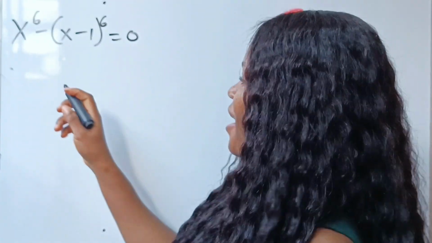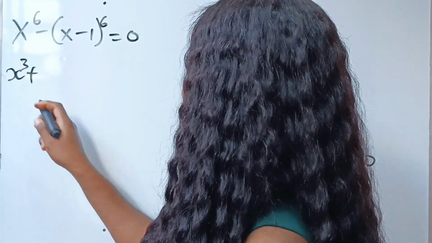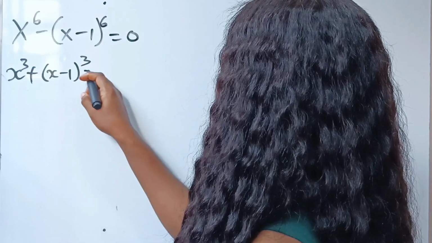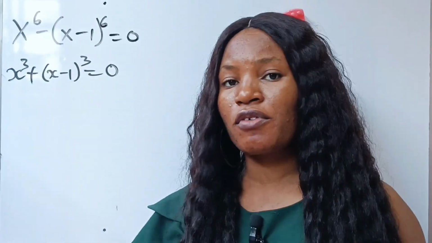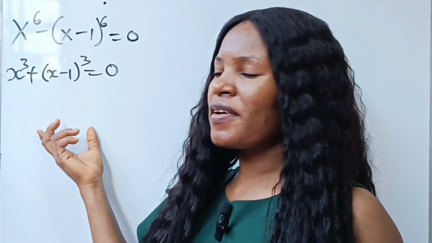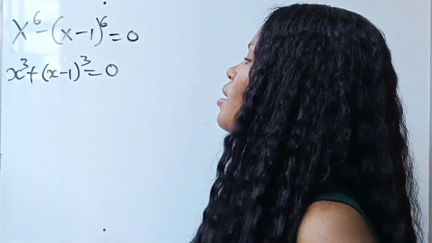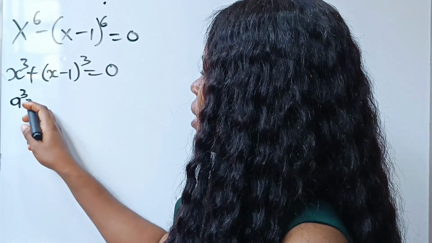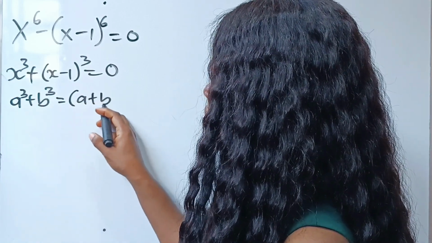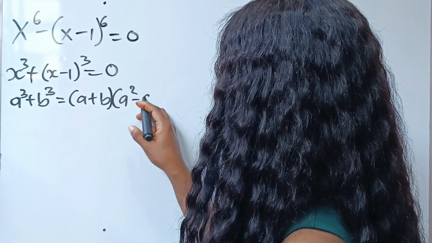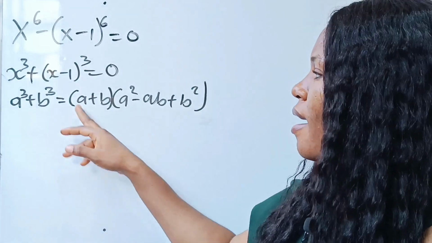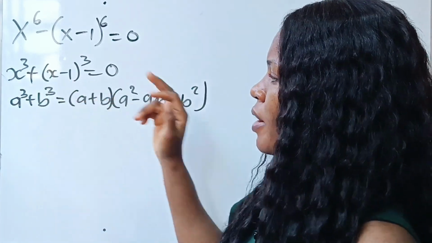Okay, so this is what we have here, that x to the power of 3 plus x minus 1 to the power of 3 is equal to 0. Recall that we have found 2 values already. So what we have here now is another identity, that a to the power of 3 plus b to the power of 3 is equal to a plus b multiplied by a squared minus ab plus b squared, whereby our a is x and our b is x minus 1.